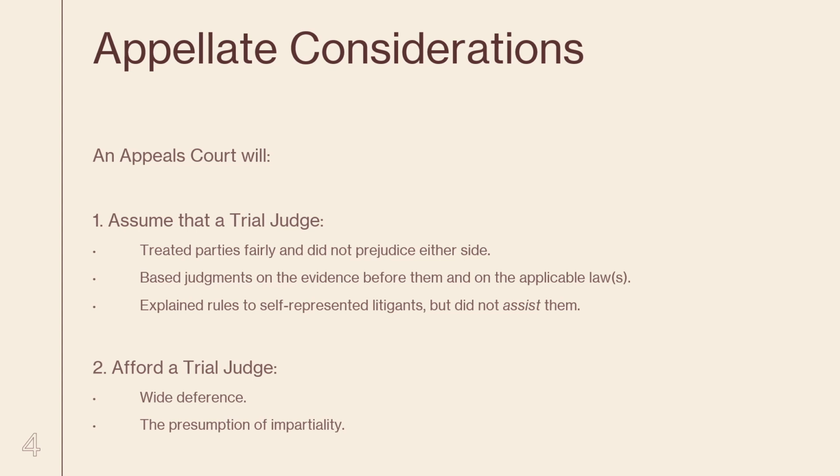Second, an appellate court will afford a trial judge the presumption of impartiality. So impartiality means a few things here. It means that a judge has not prejudged or predetermined the outcome of the matter, that a judge has not closed their mind off to other arguments, and that a judge remains capable of being persuaded by either party.